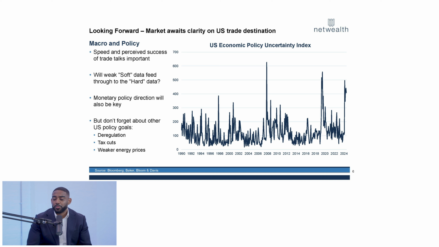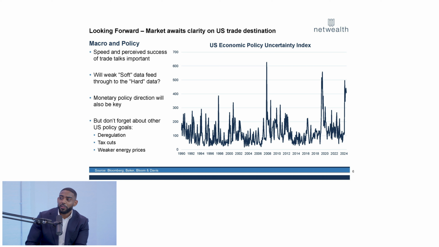Other regions are focusing more on the economic activity impact. So here in the UK, in Europe, and the Bank of Japan as well, they've taken a more dovish tilt towards the tariff announcement, and the expectation is that they're going to cut more in order to support their respective economies.